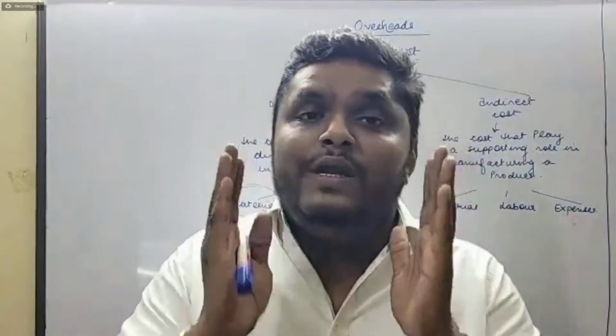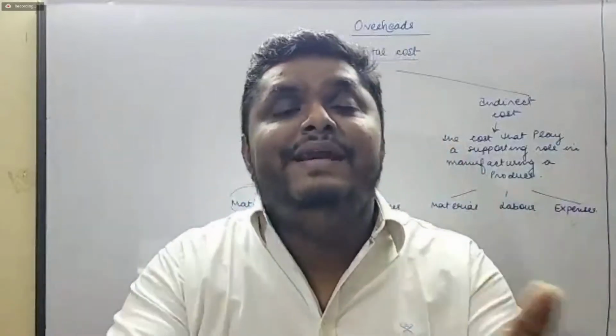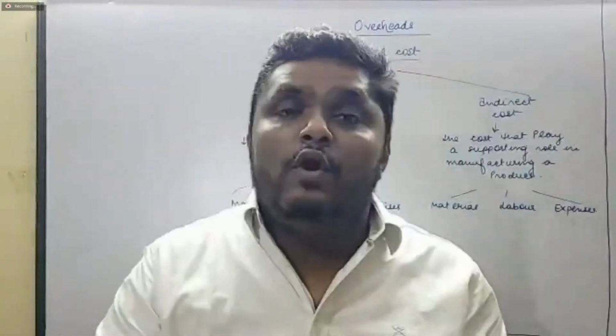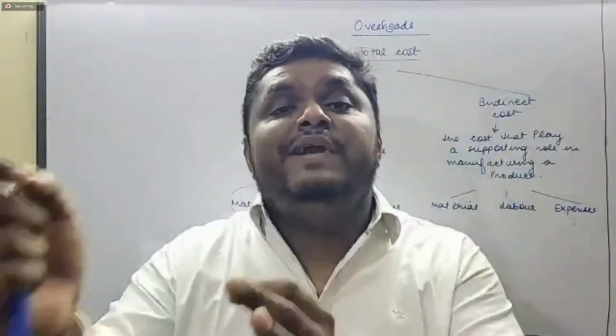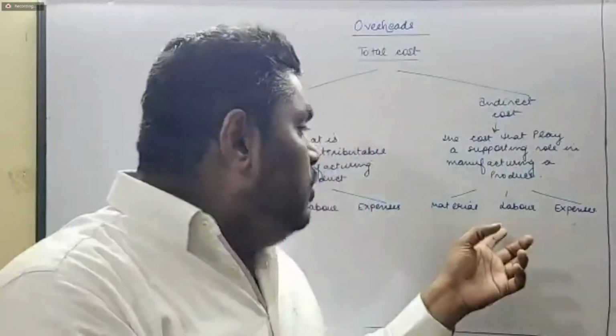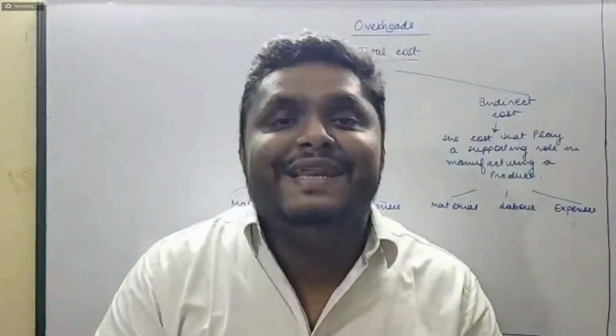So I repeat again, whatever amount of wages we are paying directly to the labor who are stitching the shirt is direct labor. And the amount that is paid to the supervisors who supervise the work done by the workforce is what we call indirect labor.